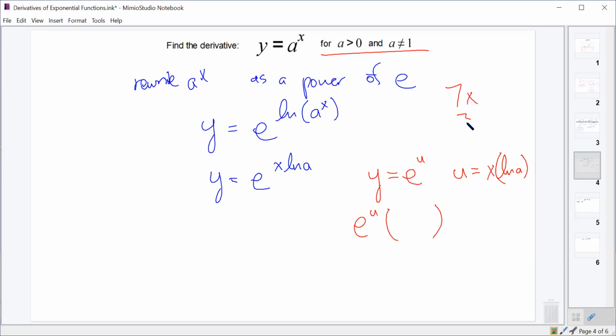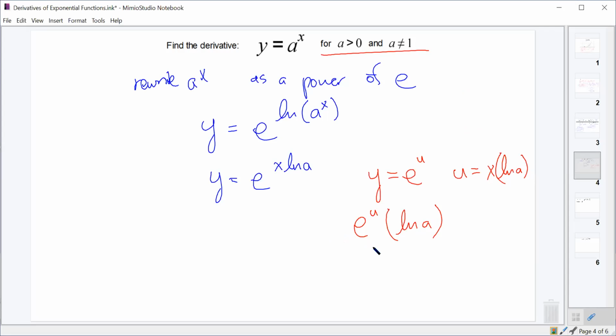7. The derivative of 3x? 3. What's the derivative of pi x? Pi. What's the derivative of any number times x? It's just that number, right? So natural log of a is just some number. So what's the derivative of natural log of a times x? Natural log of a.